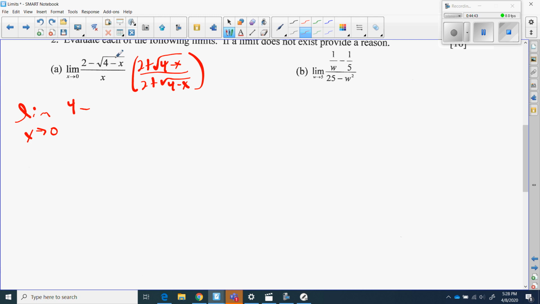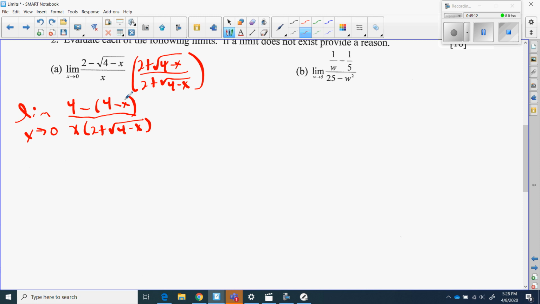Here's the key that students run into here. When you multiply this radical by this radical, it gets rid of the radical. However, you need to make sure you put it in brackets, because if you don't, this negative will not distribute in here the way it's supposed to, and you'll get the wrong sign on this one. It's a really common error. The bottom, don't expand it out, just leave it. So it's x, and then 2 plus square root 4 minus x.